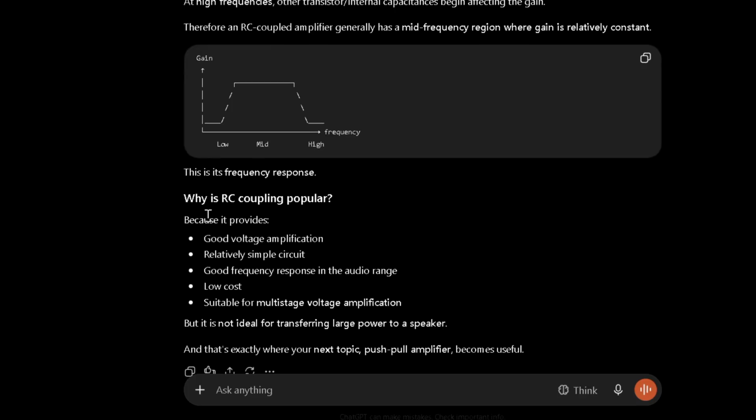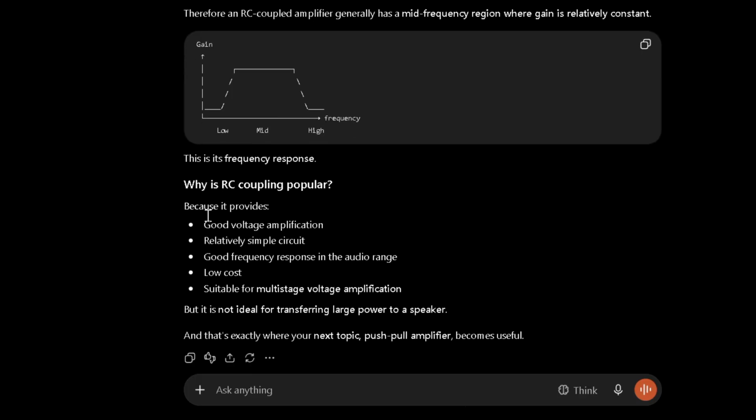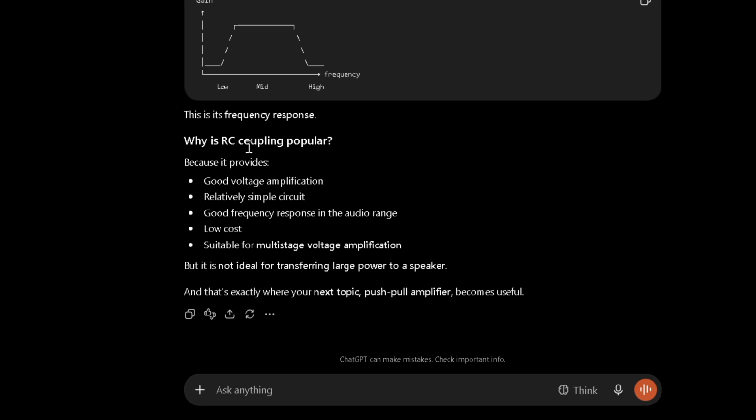Why is RC coupled popular? Because it provides good voltage amplification, a relatively simple circuit, good frequency response in the audio range, low cost, and is suitable for multi-stage voltage amplification. Good voltage amplification because we are using two amplifiers, basically in series.